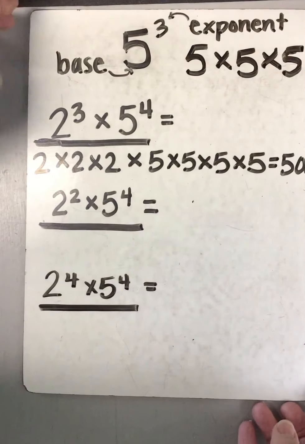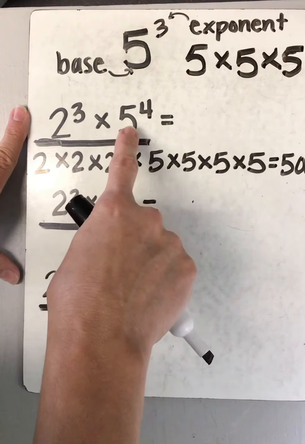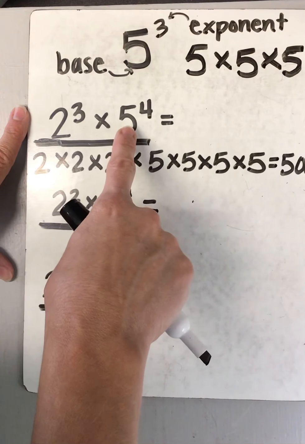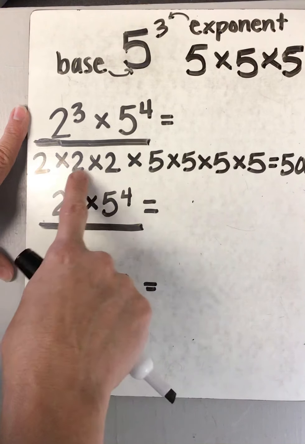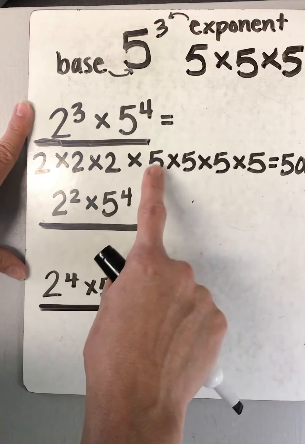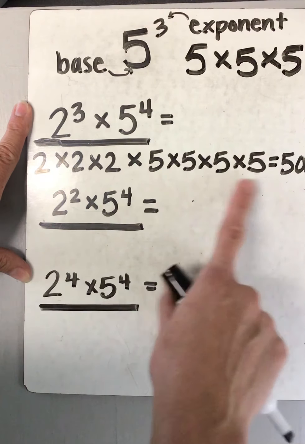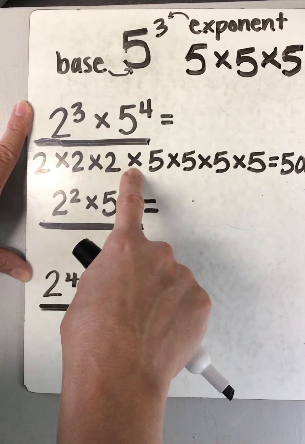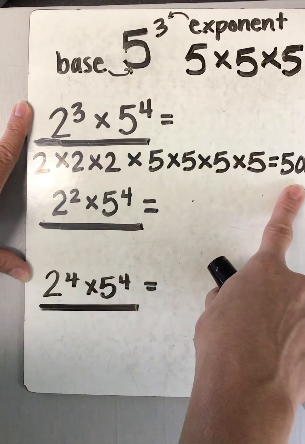Okay, you can also see these things written as a set of 2 bases with their exponents. So 2 to the 3rd power times 5 to the 4th power looks like this: 1, 2, 3, and then 1, 2, 3, 4. And when you multiply all of that out, because notice there's a multiplication sign in between, you get 5,000.